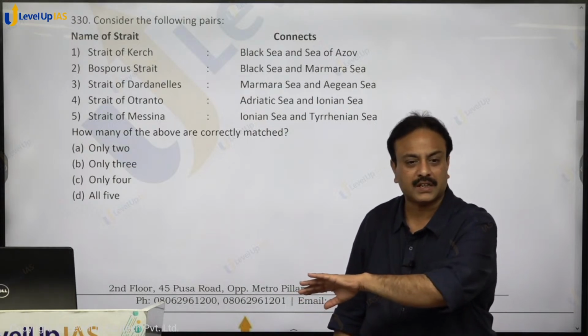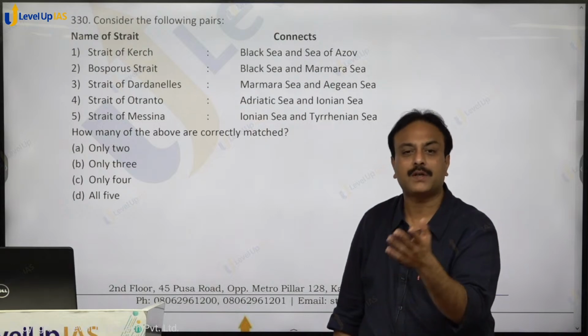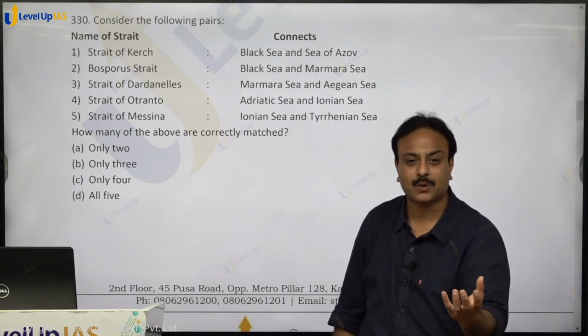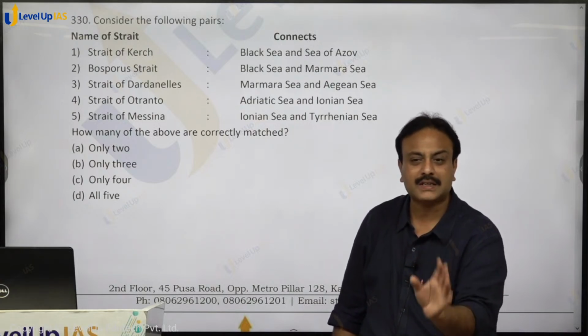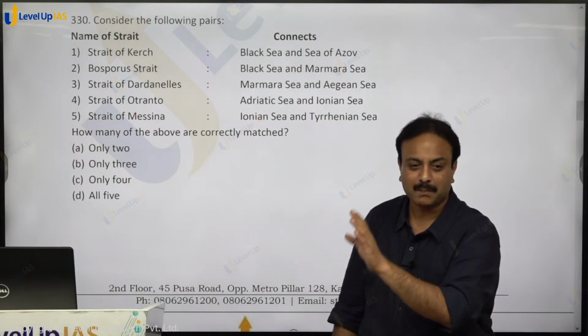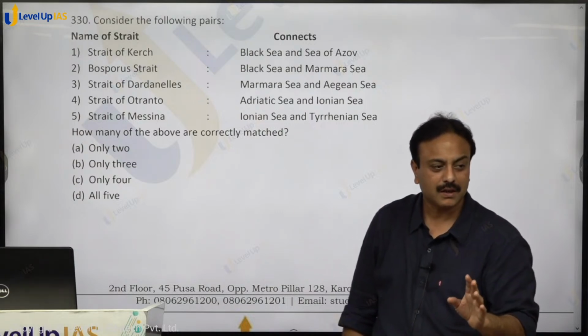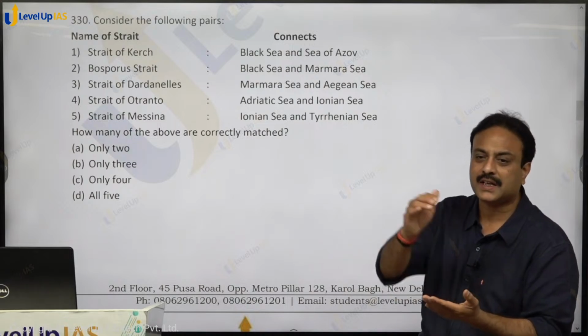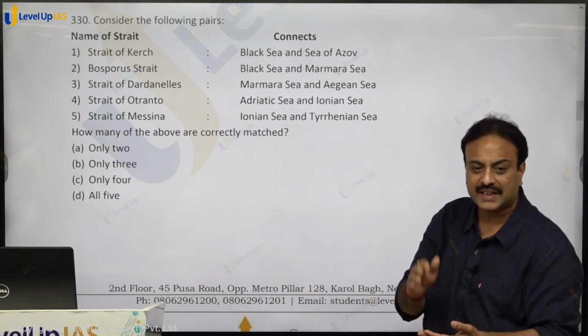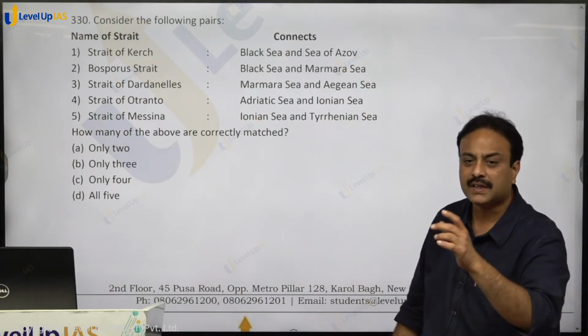On one side you are having Russia. अभी यूक्रेन भी रशिया के पास है, बट यूक्रेन का जो क्रीमिया पेनिनसुला है, that Crimea Peninsula is separated from Russia by Strait of Kerch. So do remember that the Strait of Kerch is connecting Sea of Azov to Black Sea. It is separating Russian territory with Crimea Peninsula.